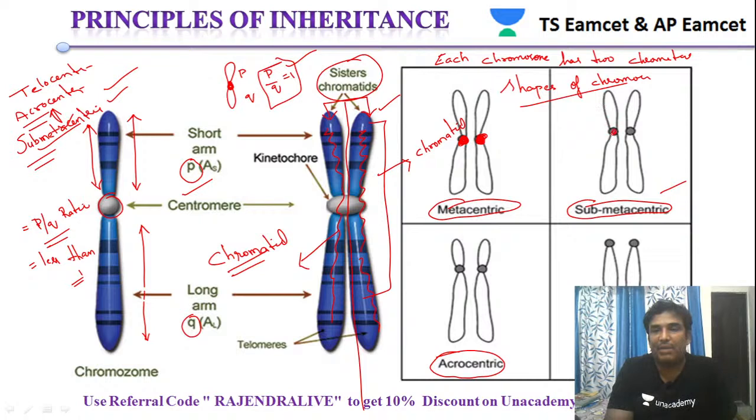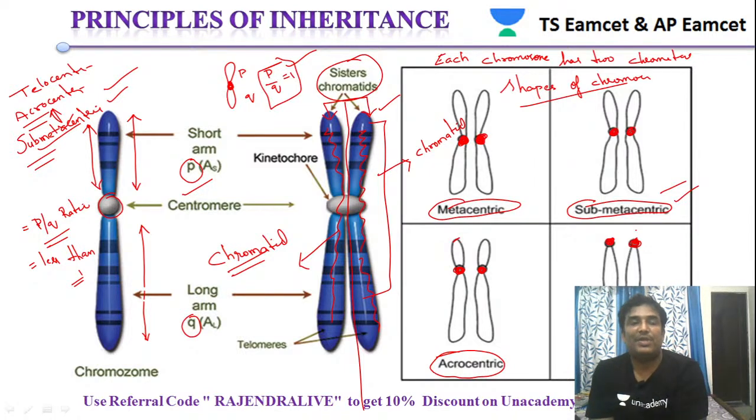When the centromere is a little bit above the center, the condition is called submetacentric. When the centromere is located near towards the tip, the condition is called acrocentric. And when the centromere is exactly at the tip, the condition is called telocentric. So like this we have different shapes of chromosomes: metacentric, submetacentric, acrocentric, and telocentric.